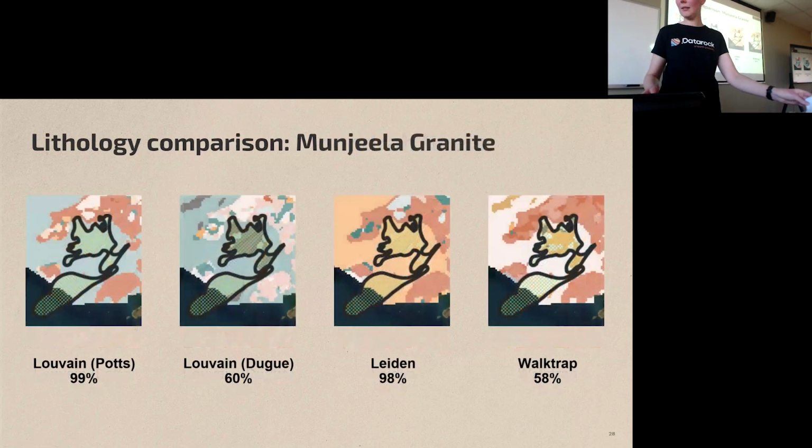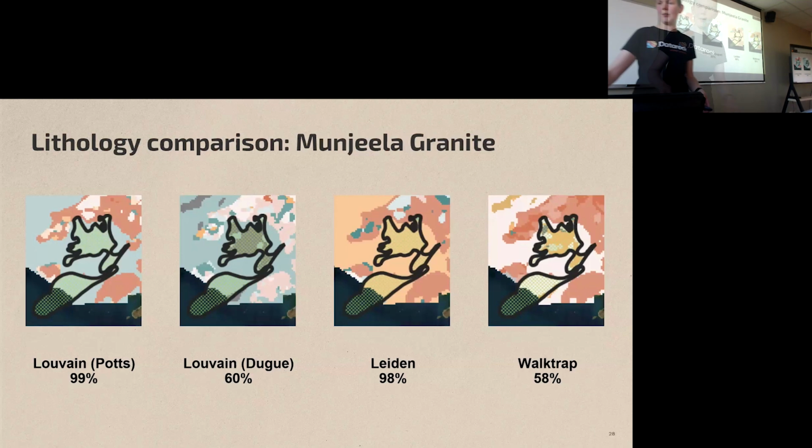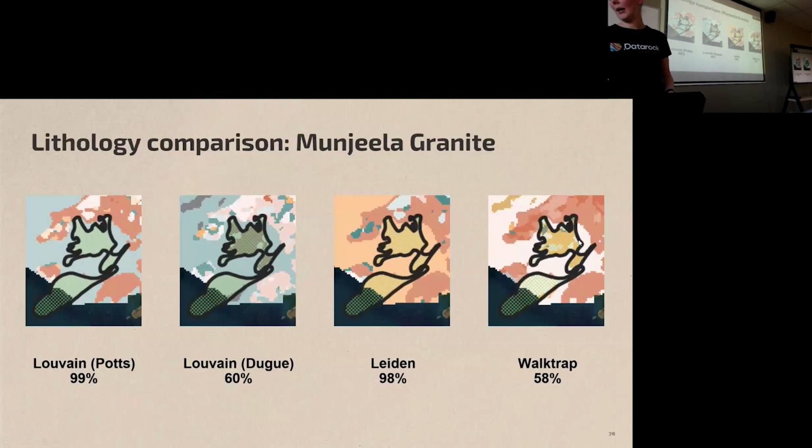And so our last one is the Mungela granite. This area down here, again, is over water, so we're not looking at this. But the Potts and Leiden methods both classified this as pretty much being in one area. The Duke method split it into 2, which is possibly reasonable. You'd have to look at the properties of it. However, Walktrap had quite a few clusters in the area, particularly up here, and again, is probably the worst method here.